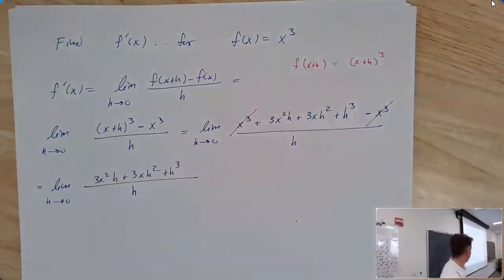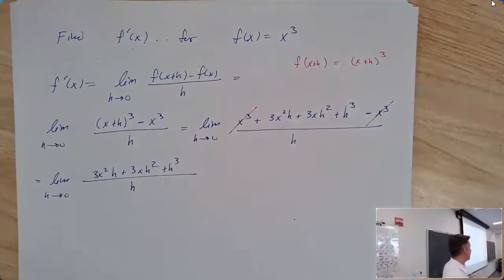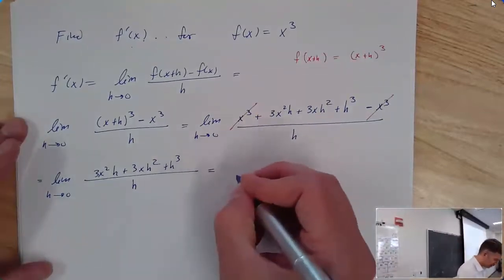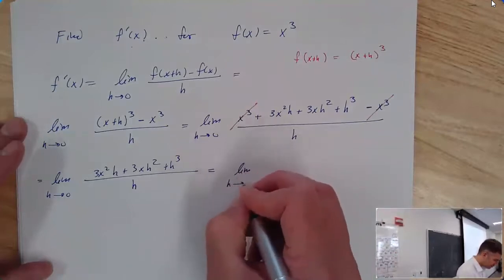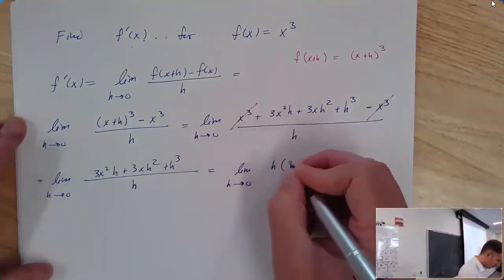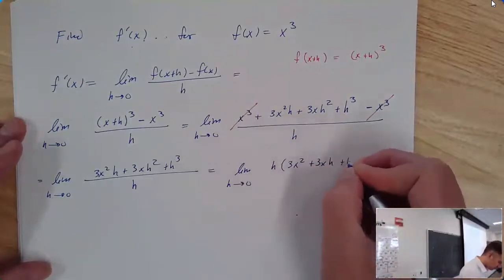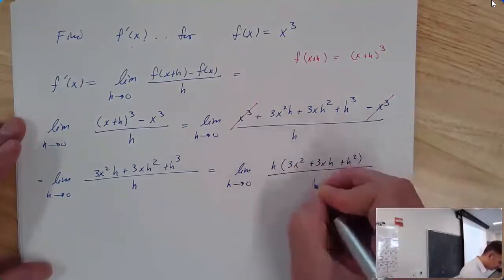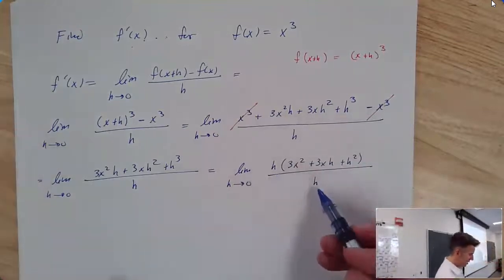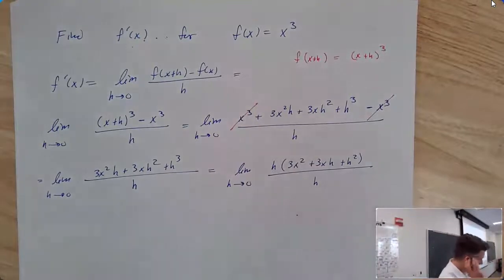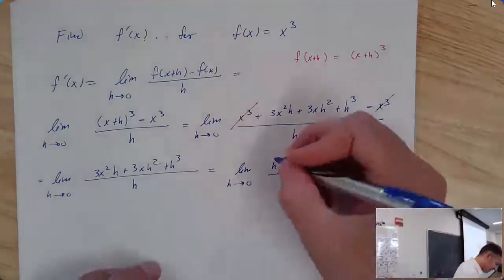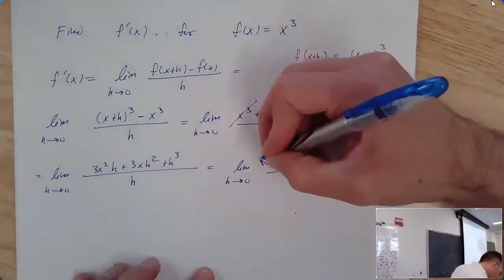And now look, every remaining term has an h in it, which we can factor out. So if we factor out an h, we're left with 3x squared plus 3xh plus h squared. And what's h divided by h? What number is it? Yes. Right, those give us a 1.